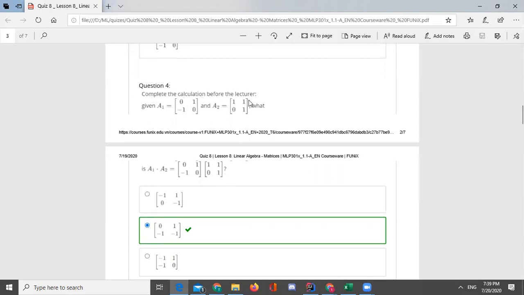Complete the calculation before the lecture. Given, multiply these two matrices, A1 and A2. Same method. Okay, let me try. I have also written you the formula. So this is 2 times 2, so it's multipliable. And today I will give you a homework question, but you have to submit it to me in written form.